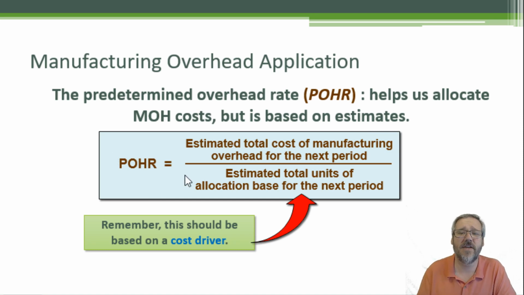So my predetermined overhead rate is going to be the estimated total cost of manufacturing overhead for the next period. Again, remember, we're doing this for the future. So I'm going to estimate the total cost of, let's just say, gasoline for the next month. I'm then going to take the estimated total units of the allocation base for the next period. Again, this should be what drives the cost. My employees' hours. If I expect my employees to work a certain number of hours, I expect to pay a certain amount in, let's say, gasoline, I can come up with a rate of gasoline usage per hour.